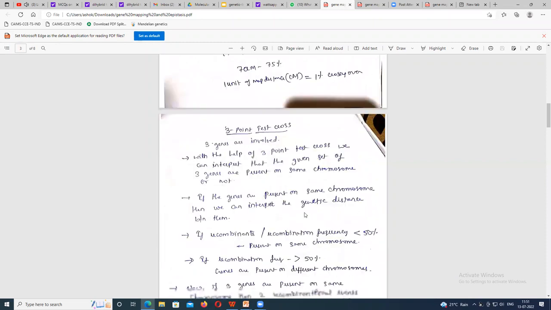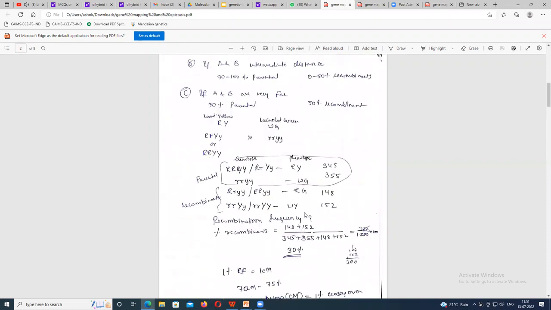So this was about the 2-point test cross. Clear? In the next class, we will deal with the 3-point test cross. Is this clear till here? Did everyone understand?